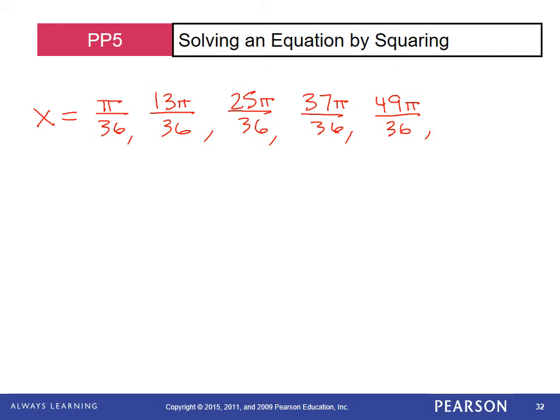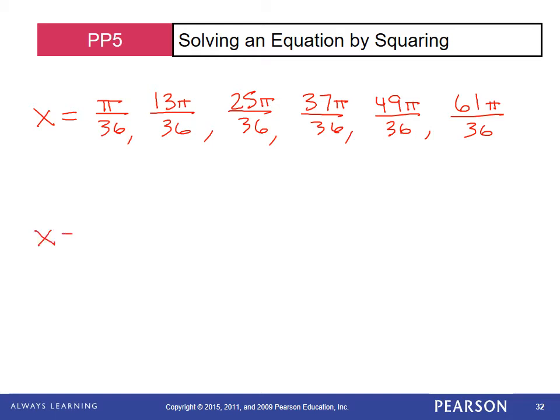And add another 12 pi over 36. Let's see what that's going to give us. 61 pi over 36. Notice we're not going over 2 pi, right? Because 72 pi over 36 would be 2 pi. We're not there. Okay, now let's go back.